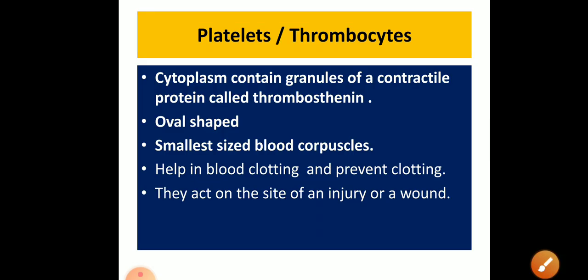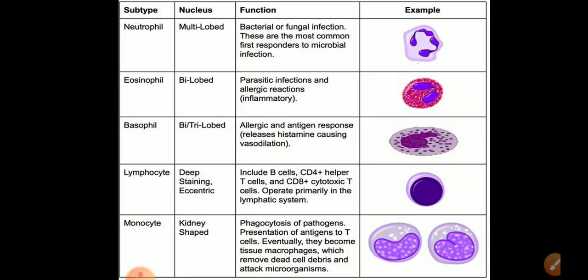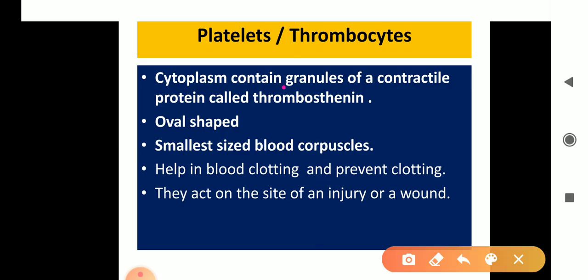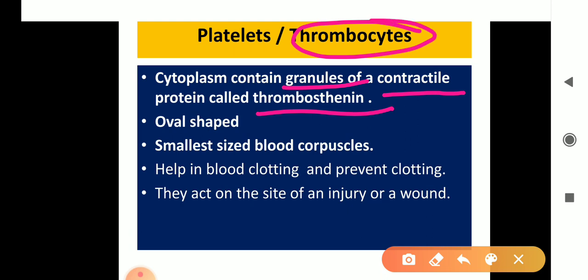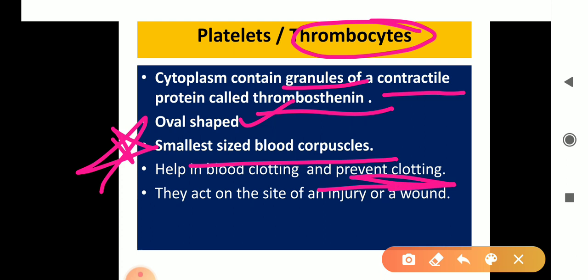Okay. Now next is platelets. The third part of the blood cells. These are the platelets or thrombocytes. The cytoplasm contains granules. These granules are contractile protein which is called thrombostatin. And due to this, the name thrombocytes is given. These are oval in shape, the smallest sized blood corpuscle. They help in blood clotting and prevent bleeding. And they act on the site of injury and wounds.